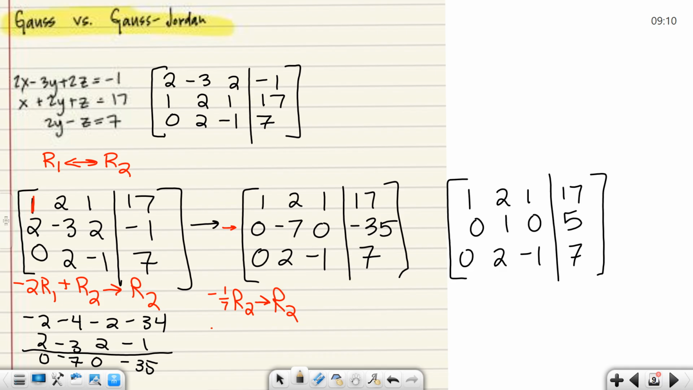Okay, so I've run out of room, so I'm going to take this matrix here, recopy it on the next slide.